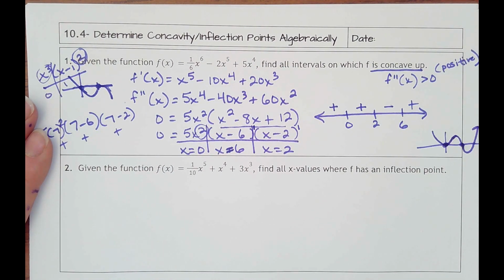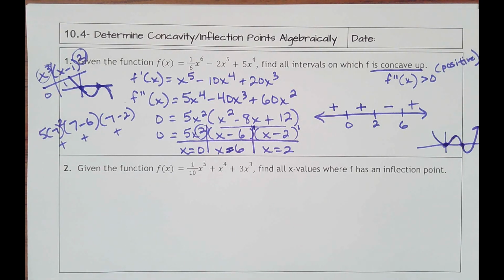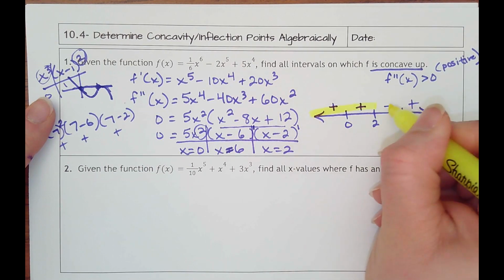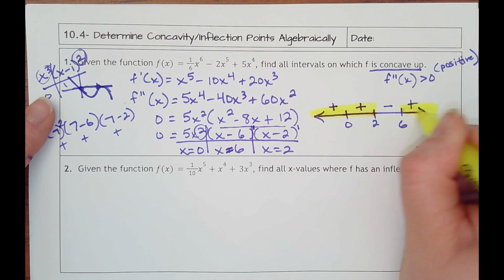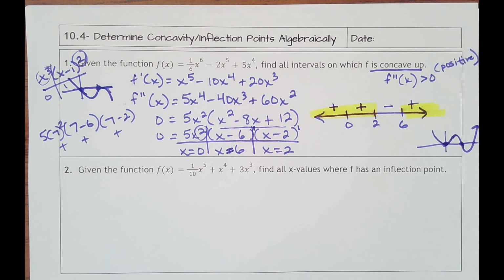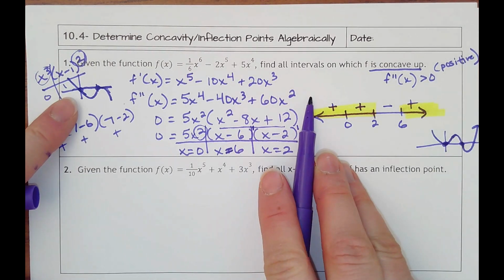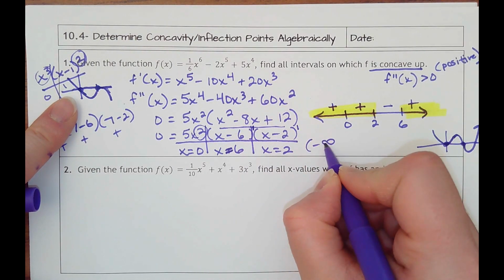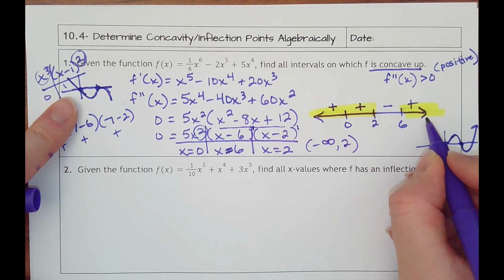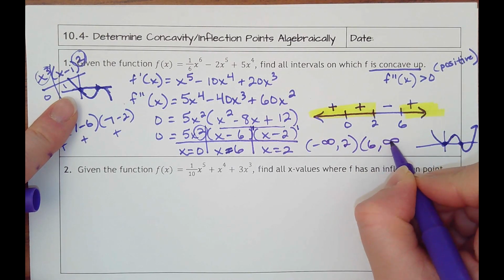And now it says which is concave up. Concave up is anywhere where this is positive. So that's going to be all of this and this. This interval would be from negative infinity to 2, and this interval would be 6 to positive infinity.